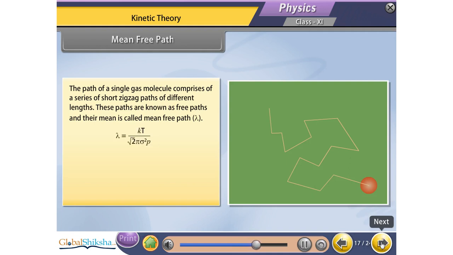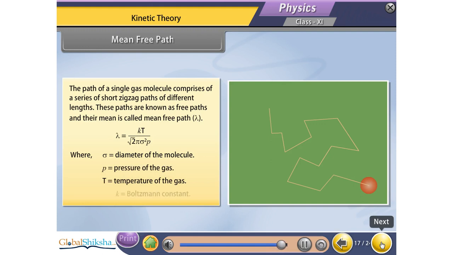Lambda is equal to kT upon root 2 pi sigma square p, where sigma is equal to diameter of the molecule, p is equal to pressure of the gas, T is equal to temperature of the gas, k is equal to Boltzmann's constant.